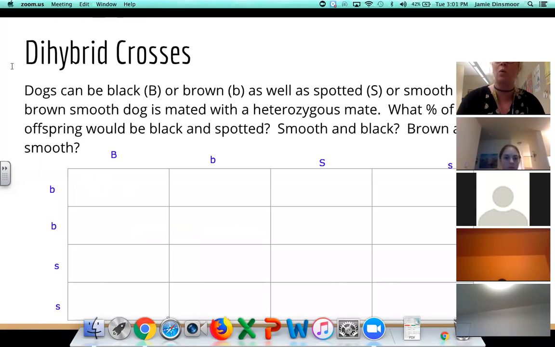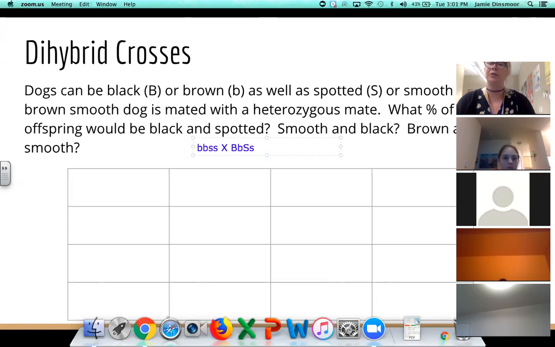Remember what we're working with here. We're working with alleles. So first, let's figure out what our dogs actually are. If we have a brown, smooth dog, what does that mean about their letters? Well, brown is little b's, and smooth is little s's. So we have a completely homozygous recessive dog here, brown and smooth, being crossed with a heterozygous mate, meaning all traits are heterozygous, so they're going to have a big B, little b, big S, little s.